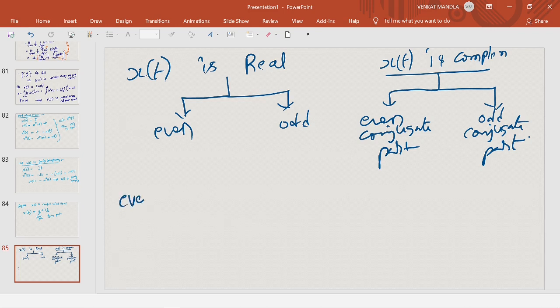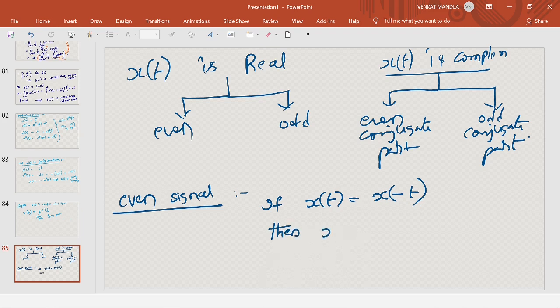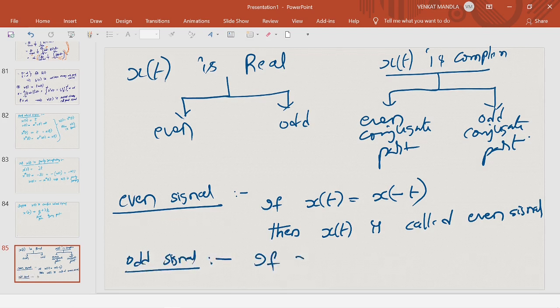So first, even signal. I need to define an even signal. If x of t equal to x of minus t, then x of t is called an even signal. If x of t equal to minus x of minus t, then it is called an odd signal. If I have been given a signal x of t, how do I find out its even part and odd part?